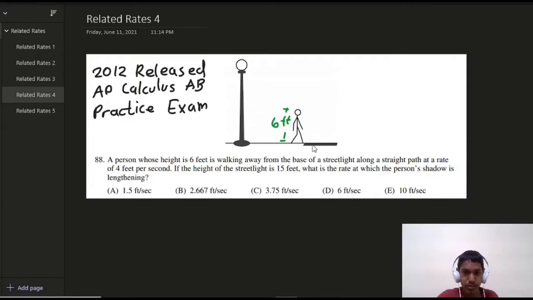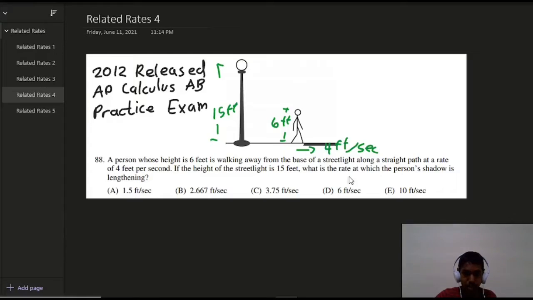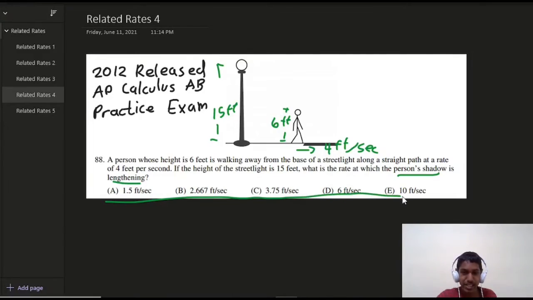Is walking away from the base of a street light. Okay, so he's walking this way along a straight path at a rate of 4 feet per second. If the height of the street light is 15 feet, what is the rate at which the person's shadow is lengthening? Okay, so two things. A, whatever answer we get should be positive. Now, all of the multiple choice answers are positive, so that doesn't really help us eliminate anything. But still a good thing to keep in mind.